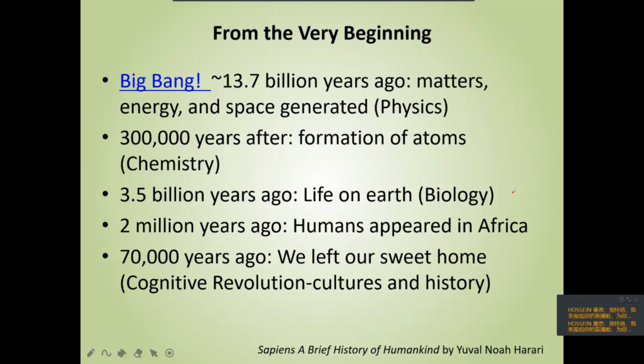And 70,000 years ago, we, the Homo sapiens, left Africa and spread all over the world. So that's the beginning of Homo sapiens colonization from Africa to Europe, to Asia, to everywhere, even to North and South America. So that's only 70,000 years ago.